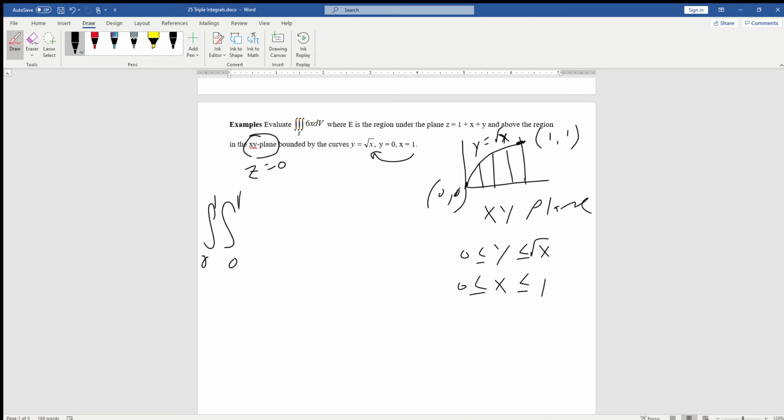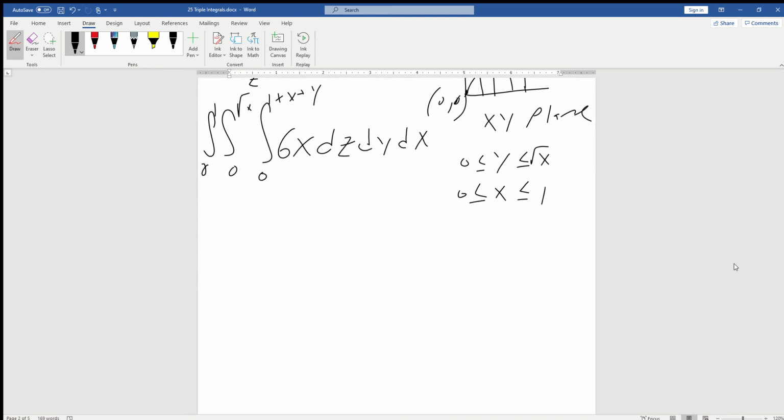We have 0 to root x, and then we have 0 to 1 plus x plus y. All right, because that's our given plane. The integrand is 6x, and then we have dz, dy, dx. And at this point, now we're just going to go ahead and evaluate that triple integral by working from inner to outer. Notice that we can't break this up into 3 separate integrals. Reason being is because 2 of the bounds are variable bounds.